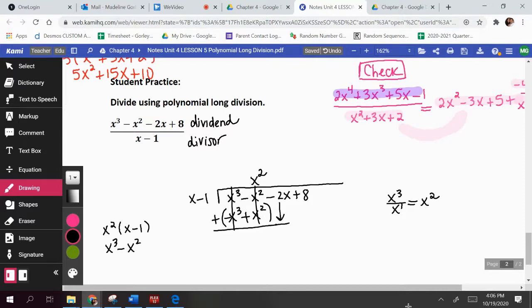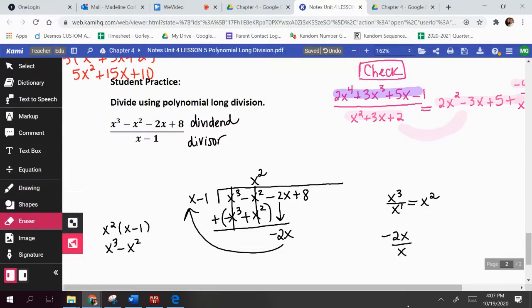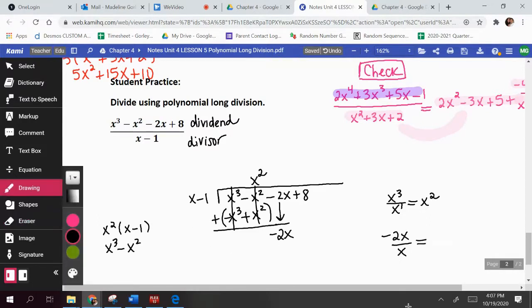Now it's time to bring it on down. And then we bring it back to division. So I'm going to take the negative 2x and divide by x, right? I take this divided by this. And so that's going to leave me with negative 2.